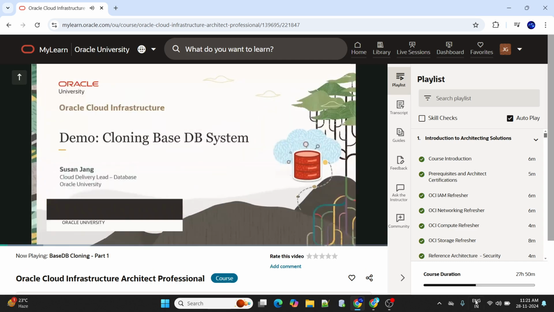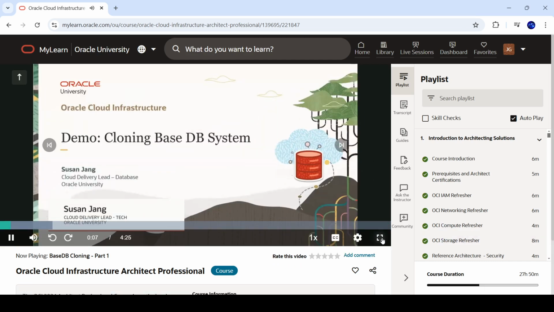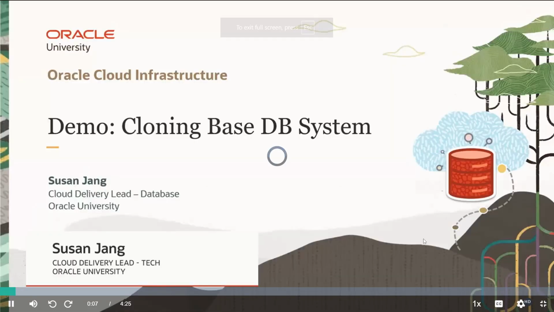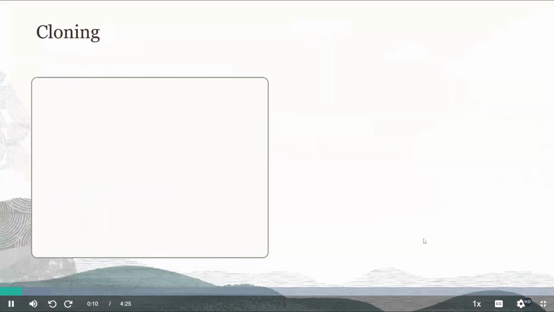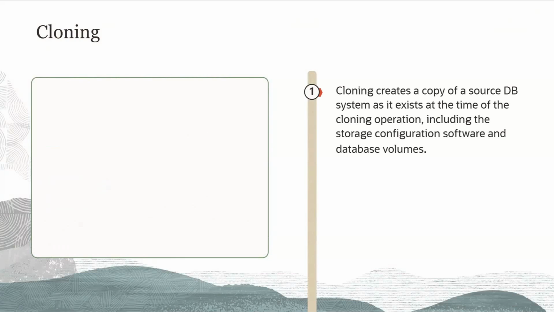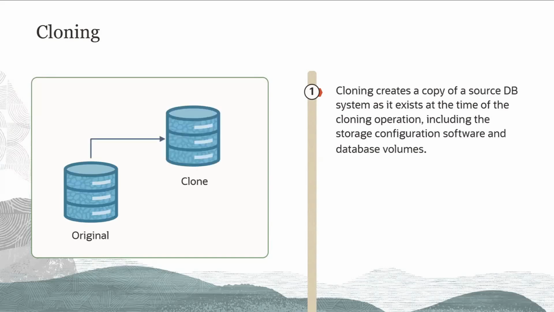Oracle Cloud Infrastructure Demo: Cloning a Base Database System. Now, why would you want to create a clone? A clone gives you a copy of the source database system as it exists at the time of the cloning operation. It includes everything: the source configuration, the software, and the database volumes. So it's basically having a copy, as is by its wording, of your original database.